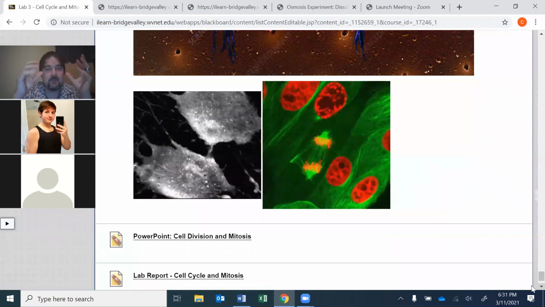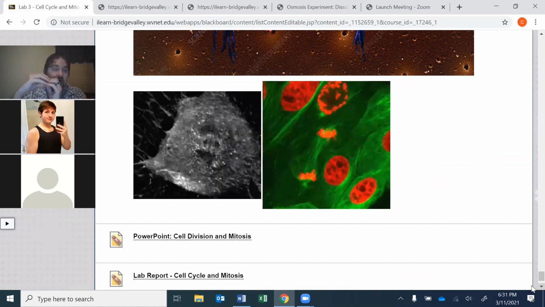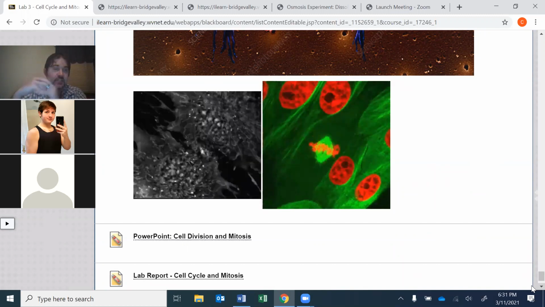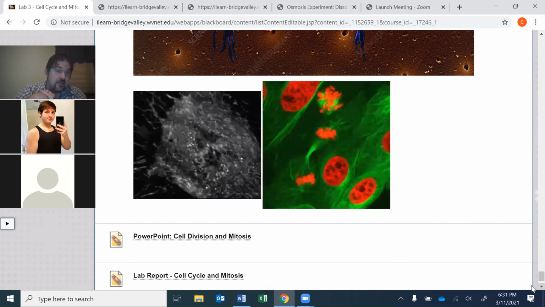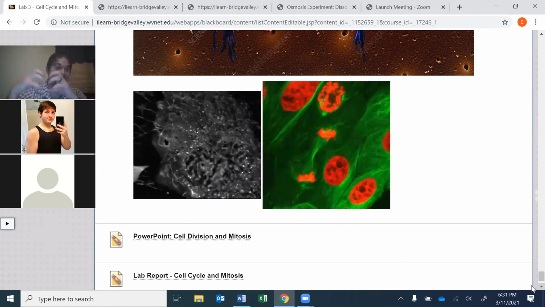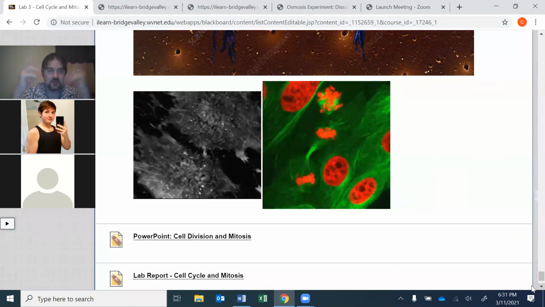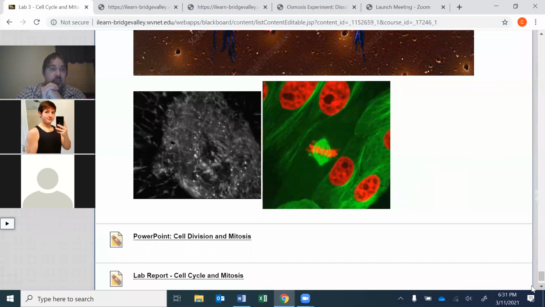Now, keep in mind that the stages are continuous. It's not like the cell goes into prophase, stops and waits a little bit, then goes into metaphase, stops and waits a little bit, and then goes into anaphase and stops. When you snap that picture, whatever phase they're in is what you're going to get.